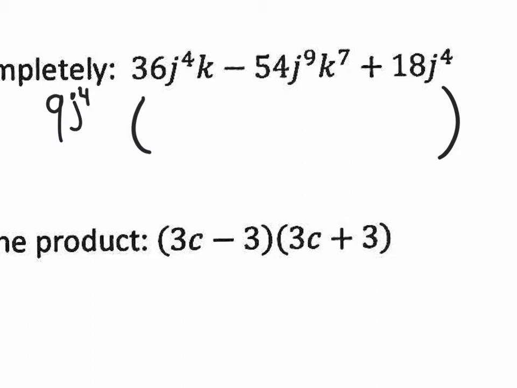Now we also have k's. Do we have k's in all three terms? We have a k here, a k there, no k over there. So we can't pull out k's, just j's. And so the GCF really is 9j to the 4th. Are you with me? Yes.